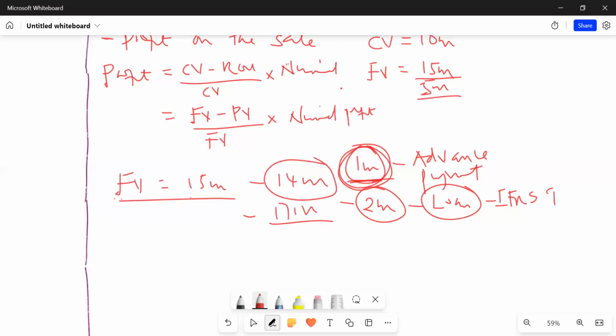The excess payment will be treated as what? A loan. You are taking a loan from what? From the customer, because the value that they should have paid for the asset is 15 million, but you have taken 17 million. So they have granted you additional loan facility of 2 million, which will be accounted for under IFRS 9, which is what? The financial instruments. So that 2 million will be classified as a financial liability, and it will be accounted for under the provisions of the IFRS 9.